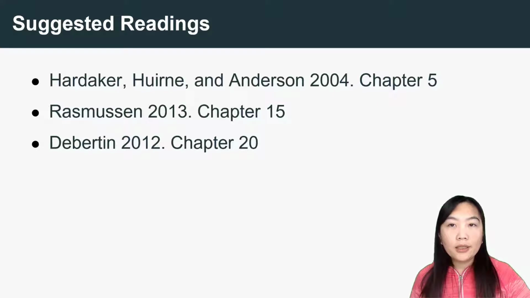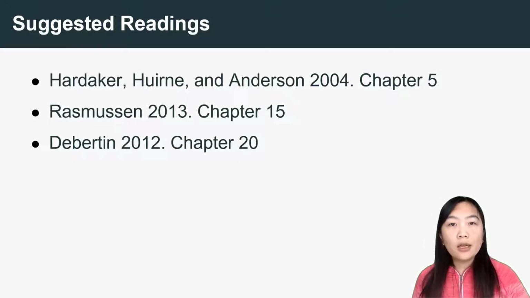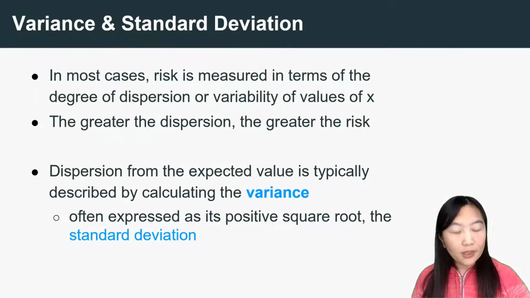In addition to chapter 1 of Hardaker et al. 2004, the certainty equivalent and risk premium content is covered in chapter 5. So if you feel like the lecture slides are not enough, then you should refer to that chapter. So first, let's continue with variance and standard deviation.